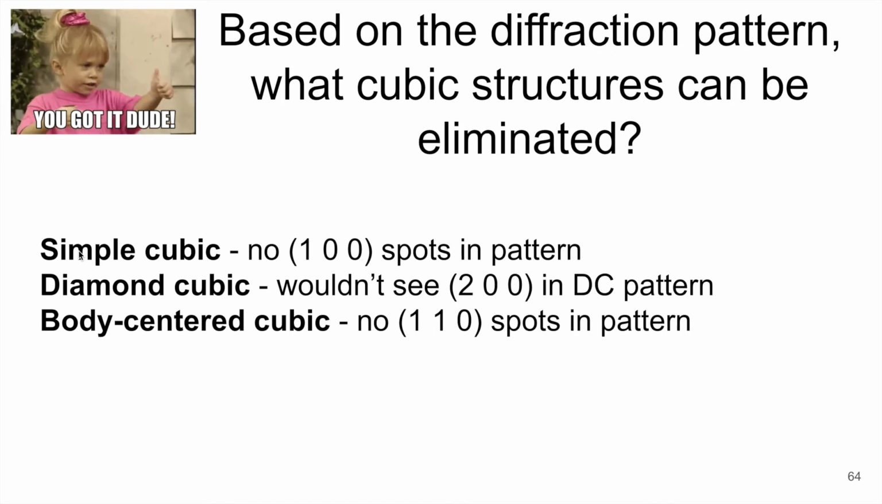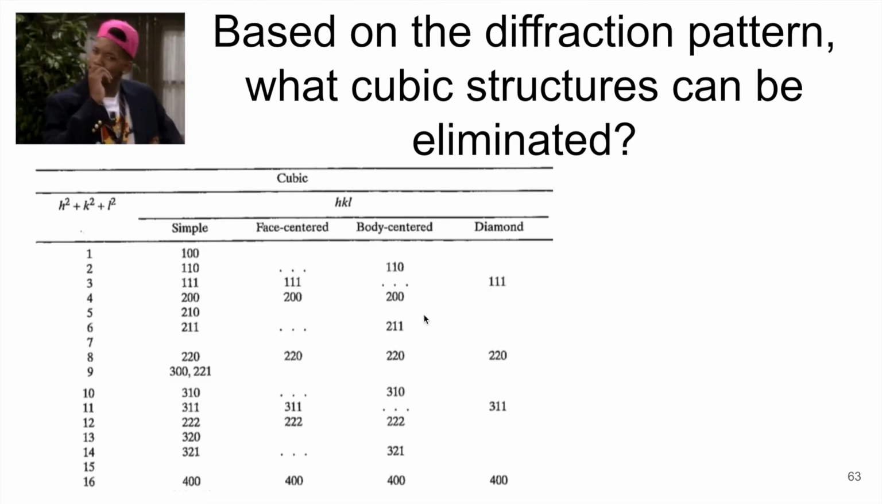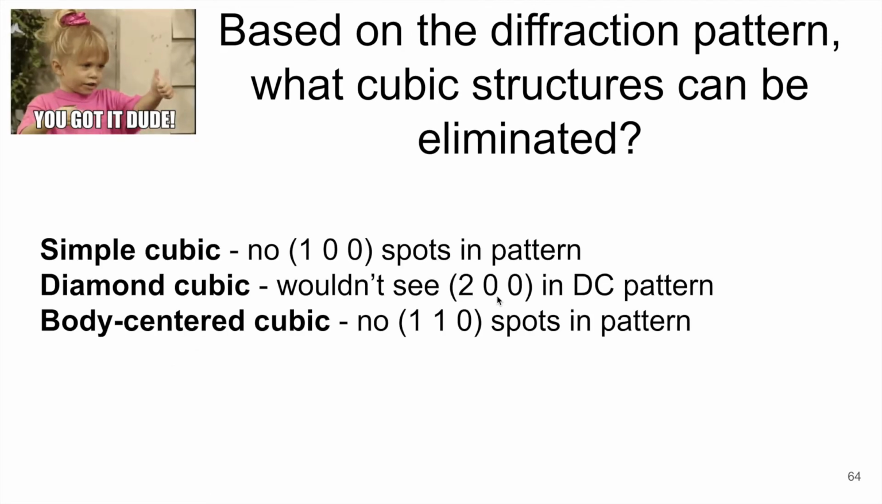All right, so next, let's go through diamond cubic. If we go back to this table here, you don't expect to see the 2, 0, 0 in diamond, right? And so that means that we can eliminate diamond because our pattern has 2, 0, 0, and that wouldn't show up in a diamond cubic pattern. So we can eliminate diamond cubic because of what we do see in our pattern.